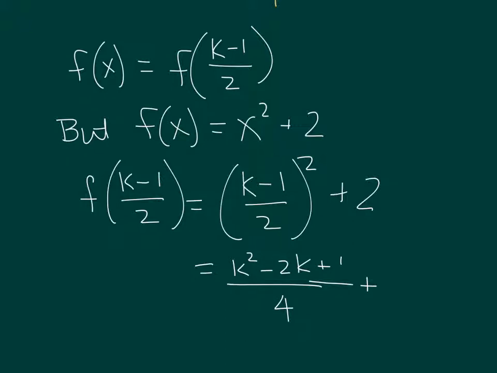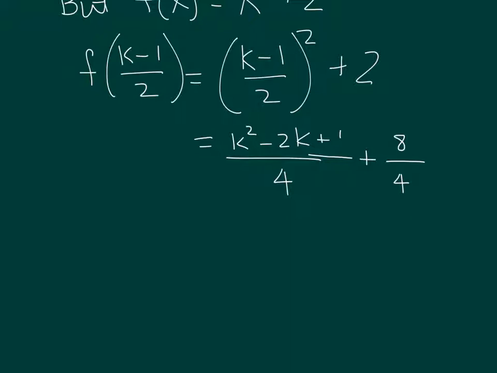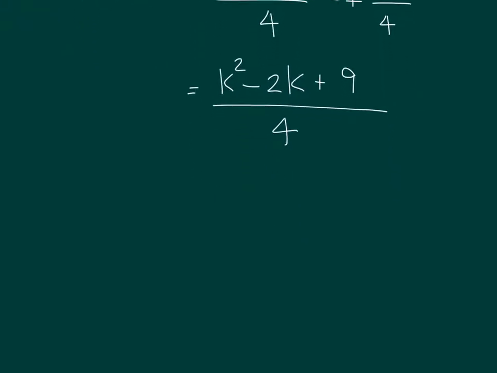Now I'm going to add these two expressions. So the 2 over 1, I'm going to think of as 8 over 4. So in compact form, my f of k minus 1 over 2 is going to be k squared minus 2k plus 9 all over 4. Okay, and now let's go and let's set up that summation. So we're going to take the sum of all of these rectangles, 8 of them. K goes from 1 to 8.